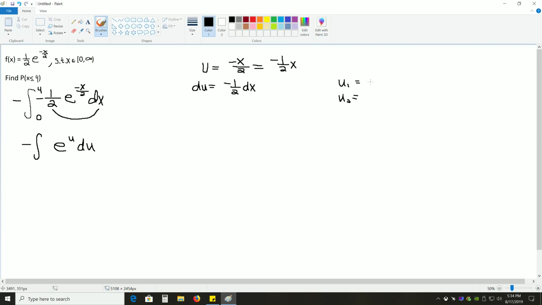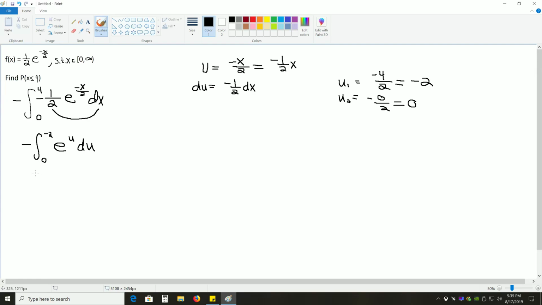So for the upper limit, u1, we're plugging a 4 into our equation u equals negative x over 2, meaning x will be replaced by a 4, which gives us negative 2. And u2, our bottom limit, was a 0, so we're plugging a 0 into this, which gives us negative 0 over 2, which is just 0. So we get the negative integral from 0 to negative 2 of e to the u du.